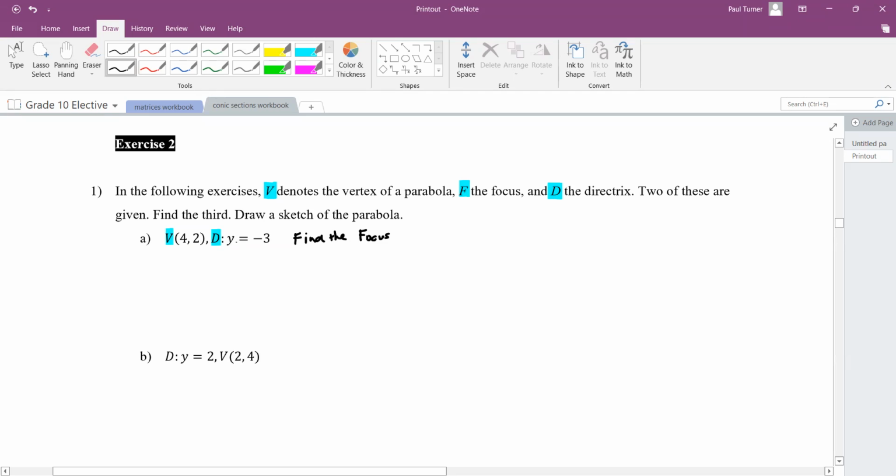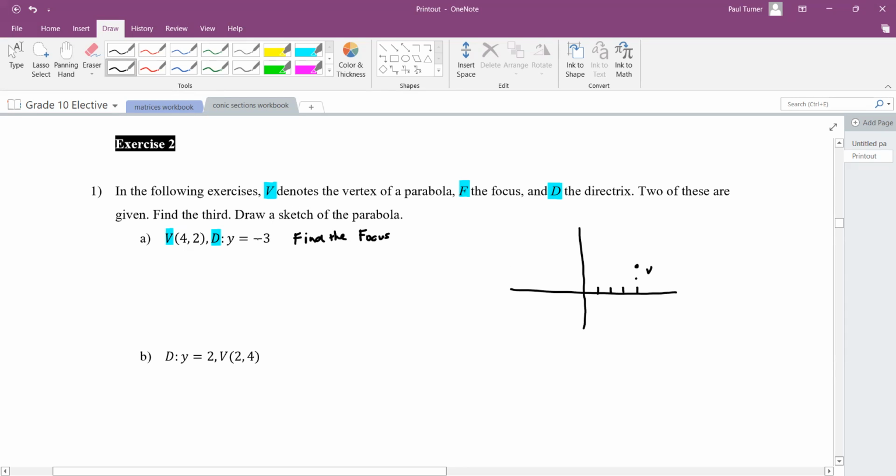Now, with these kinds of problems, I always start by trying to draw the diagram, the information. So let's just make an axis. So we do that first, and we mark on the vertex, which is 4, 2. So roughly mark it out. 1, 2, 3, 4, 1, 2. So this is your vertex. I'll just label that there.